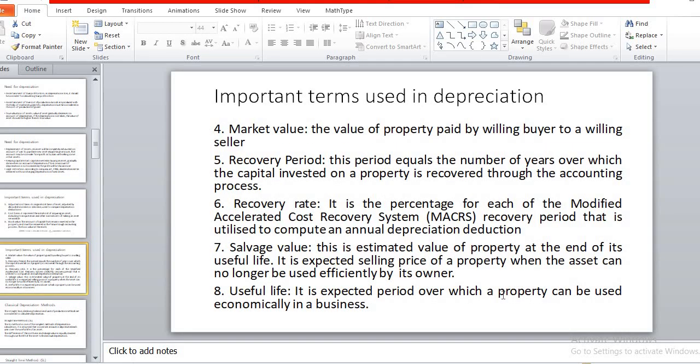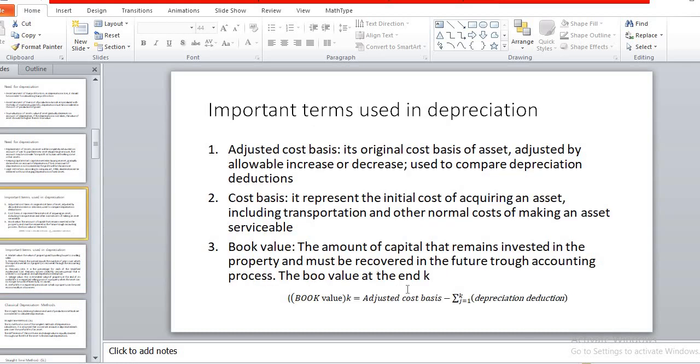Now what is the value of that particular asset? Now what is the cost basis value? Previous cost basis value minus the depreciation value for a particular period of time.